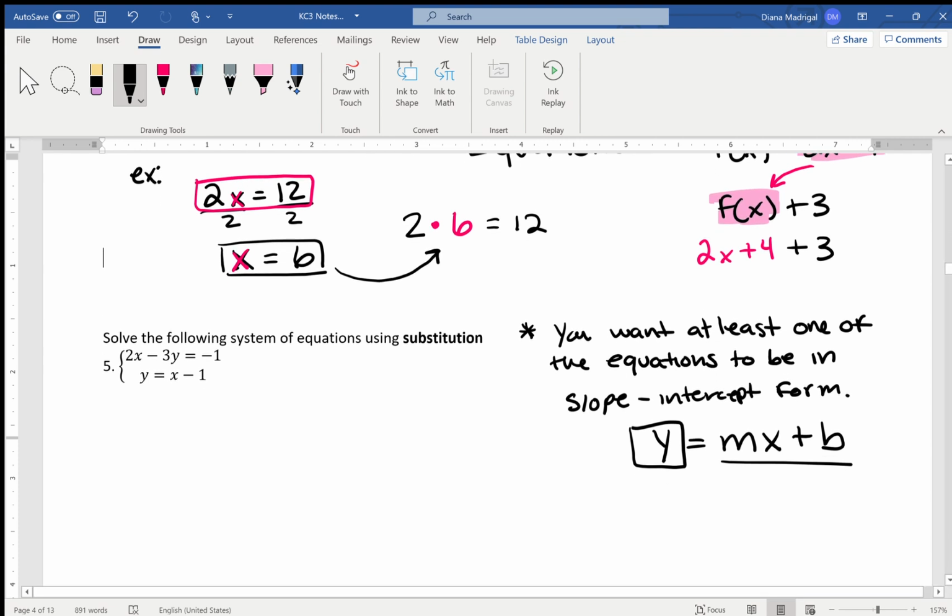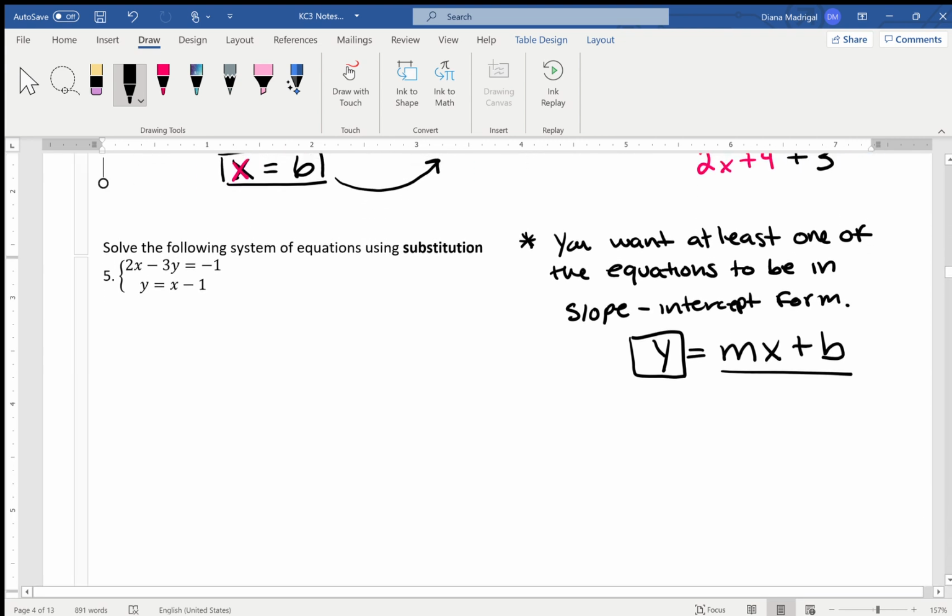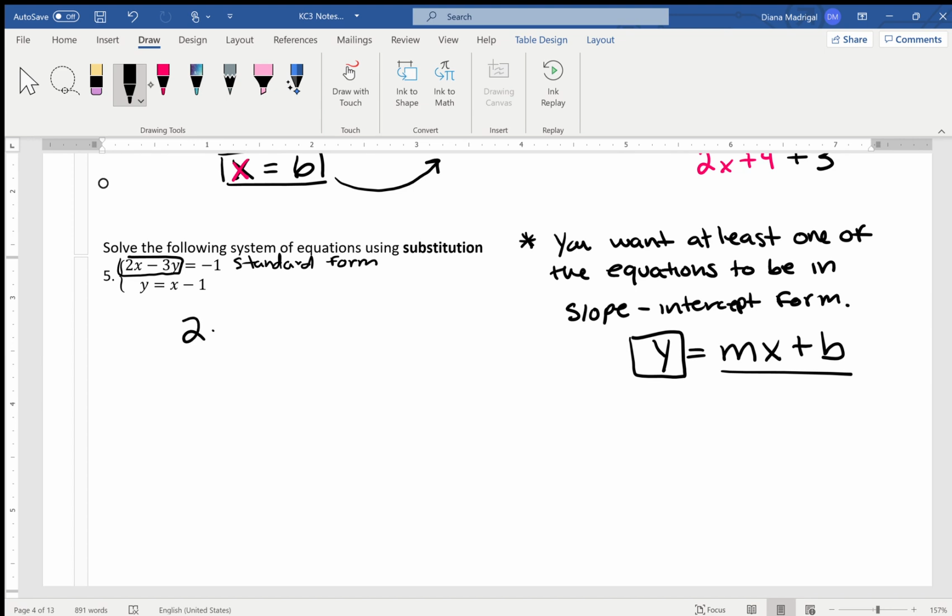So let's go ahead and try number 5 for this one. You have the first equation. As you can see, this first equation is in standard form. How do I know it's a standard form? Because I have the x and the y, the input and the output, on the same side. And again, what do I mean by the same side? Don't forget that 2x minus 3y equals -1.